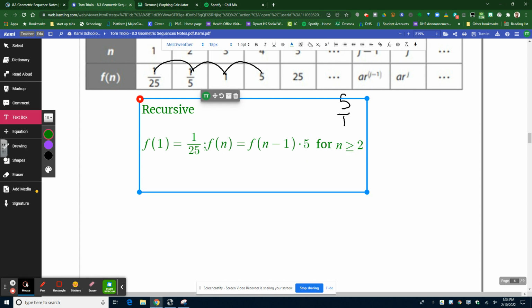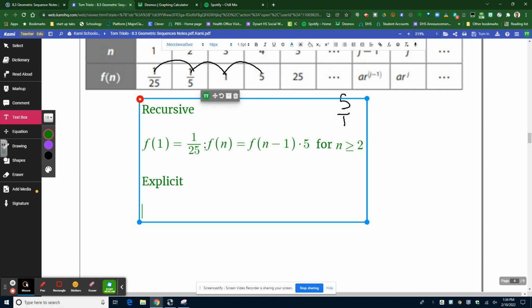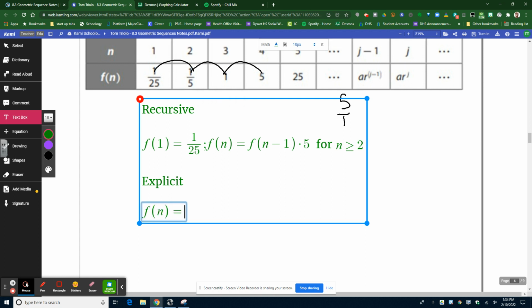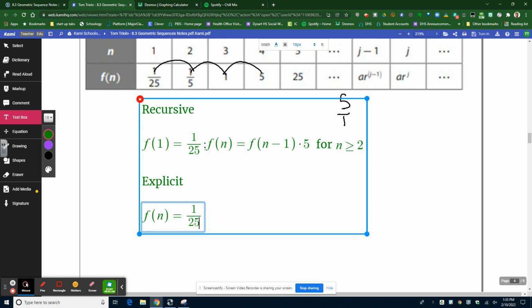Okay, explicit rule. All right, Denise, help me out. What do I start with? Okay. 1/25. Okay, slow down. So f of n, because we're looking at the actual function now. 1/25. Go ahead. Times 5. Times 5. To the power n.